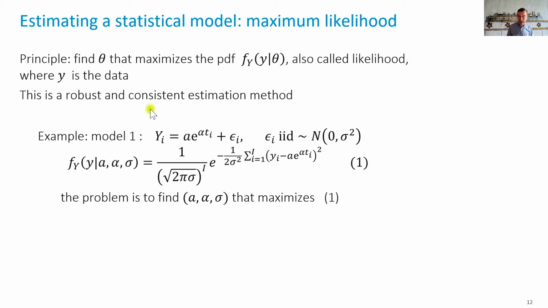Let's see what this means for the first of our models. The first model was this one. Our data points are the exponential plus noise. Here, to recap, the t_i are supposed to be known. We assume that the times at which we did the observations are exactly known. There is no error on that. That's a very common assumption.